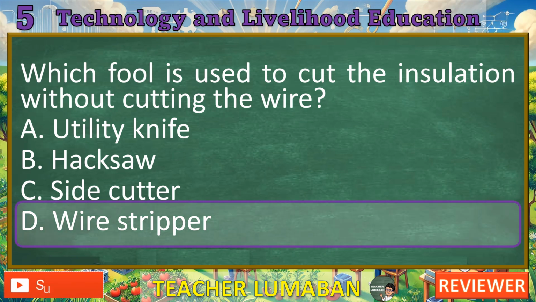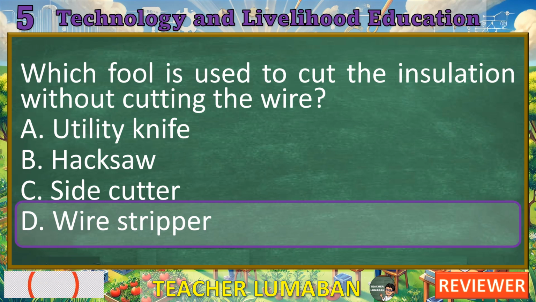The best answer is D. Wire stripper. Explanation of each choice. A. Utility knife, while it can be used to cut insulation, it requires skill to avoid damaging the wire. It's not specifically designed for this purpose and increases the risk of cutting the wire.